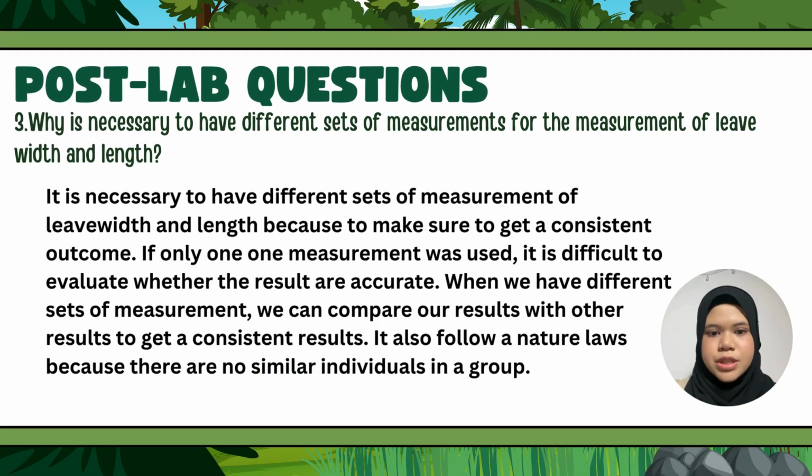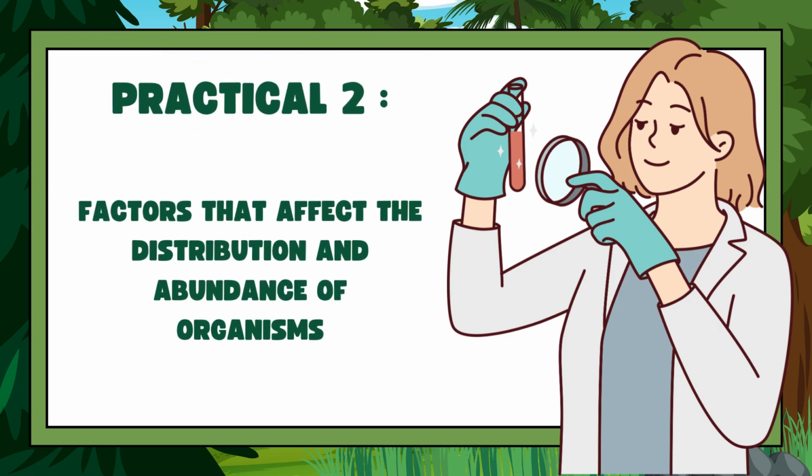As for the last question, why is it necessary to have different sets of measurements for leaf width and length? It is necessary to have different sets of measurements of leaf width and length to make sure to get a consistent outcome. If only one measurement was used, it is difficult to evaluate whether the result is accurate. So when we have different sets of measurements, we can compare our result with other results to get a consistent result. It also follows a natural law because there is no similar individual in the group.